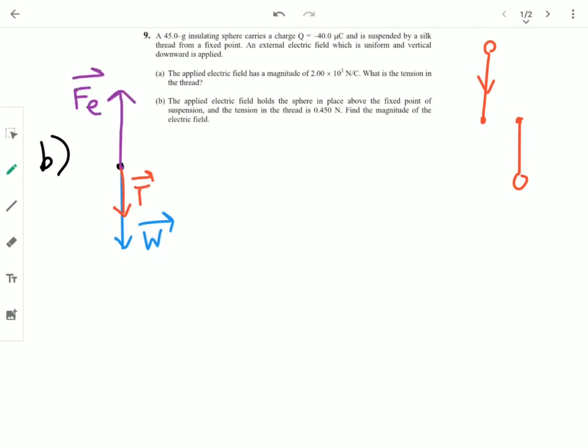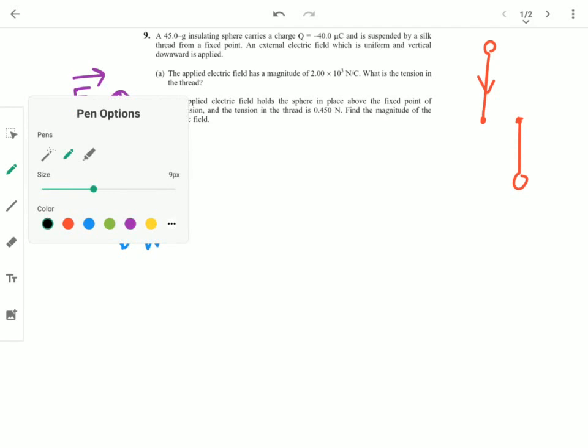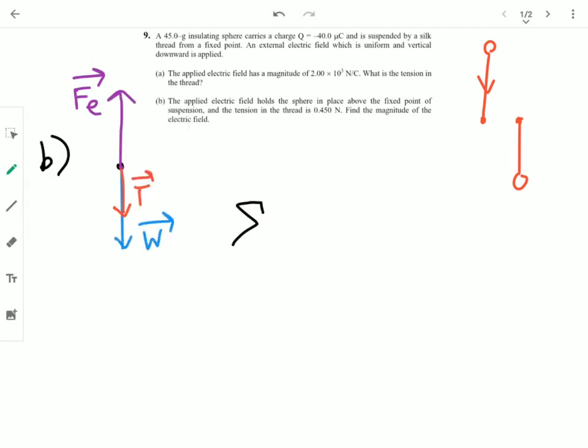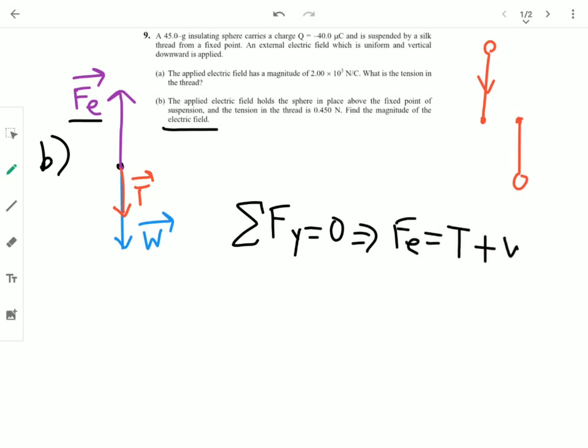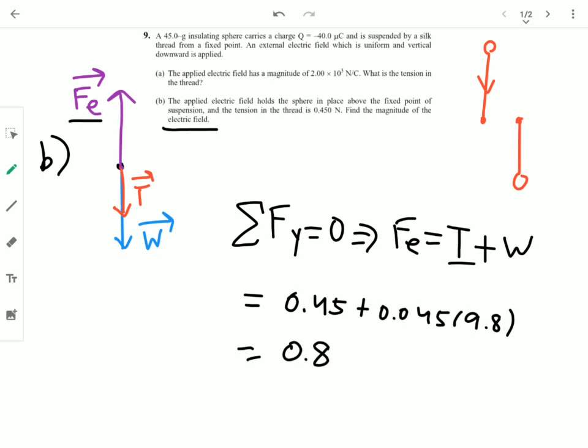Now let's use again sigma Fy equals 0. This time we are looking for the electric field. So that means we don't know the electric force. So Fe equals T plus W. So we have the T, which is 0.45. We have the weight 0.045 times 9.8, and we should get the electric force equal to 0.891 newtons. Is this the answer? It's not. We're looking for the electric field.